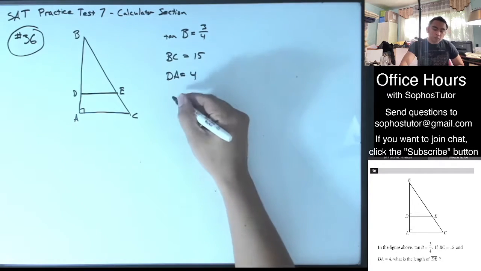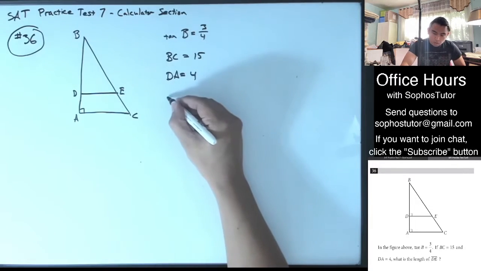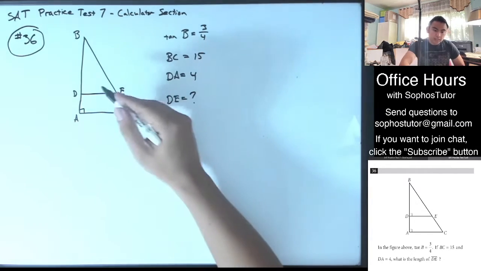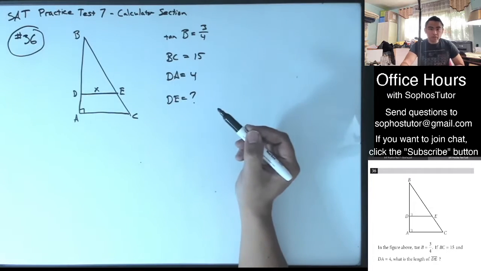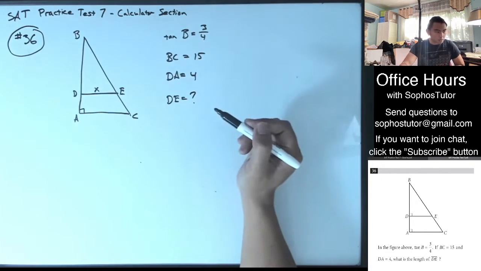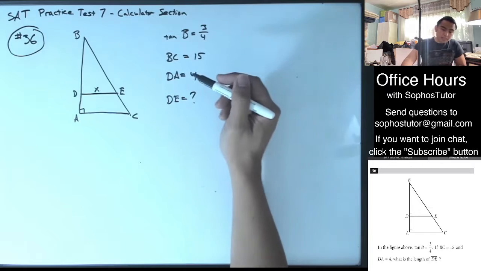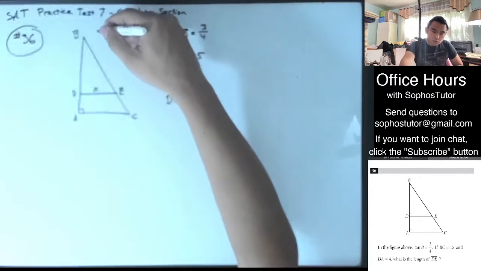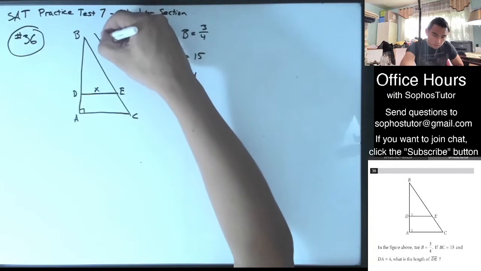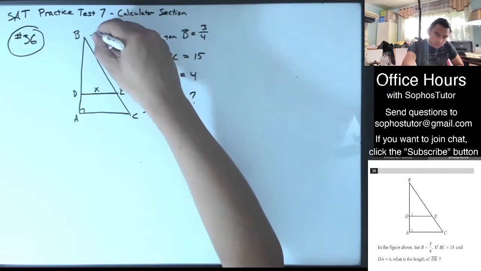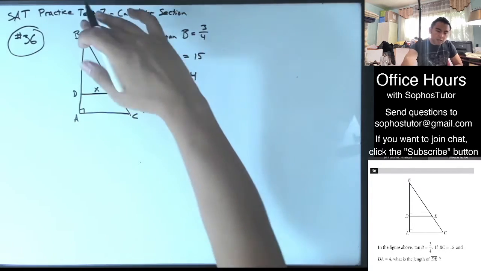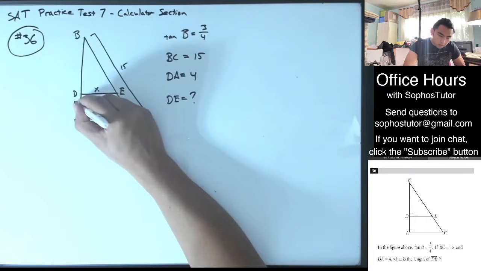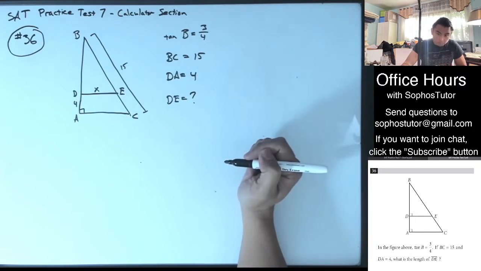First thing I want to do is make sure I label what I'm looking for. In this case, DE. I want to make sure I label that with the variable x. Okay, x marks the spot. Next thing I'm going to do is label any equations onto my figure. So BC is going to be 15. I'm going to go ahead and draw a line just to make sure that the entire section is labeled as 15 and that DA is 4. So I'm going to put a 4 right on the outside.